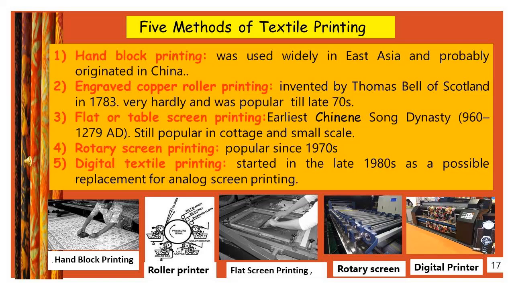Fourth, rotary screen printing, popular since the 1970s. Fifth, digital textile printing, started in the late 1980s as a possible replacement for analog screen printing. All five machines are shown in these figures below.